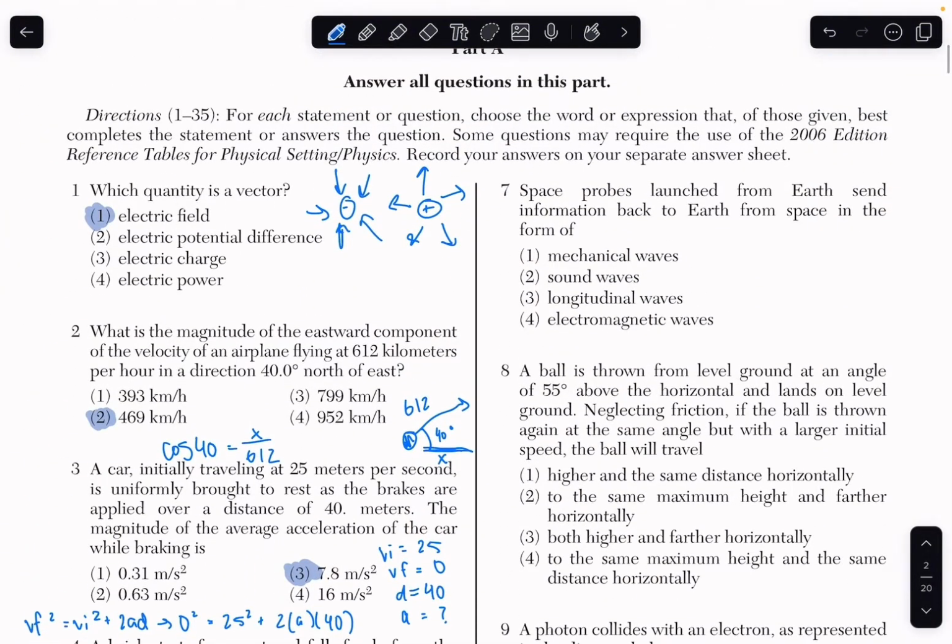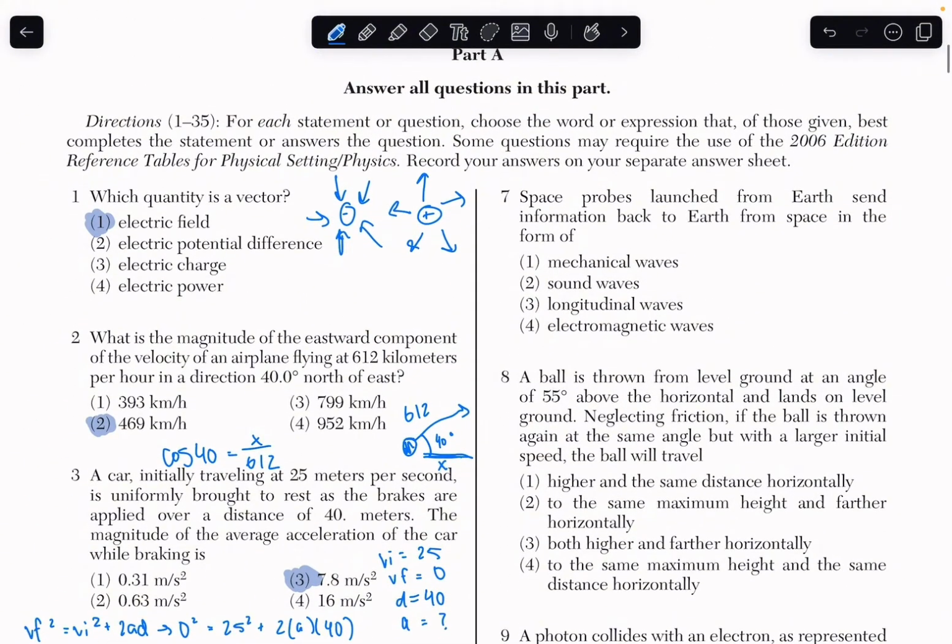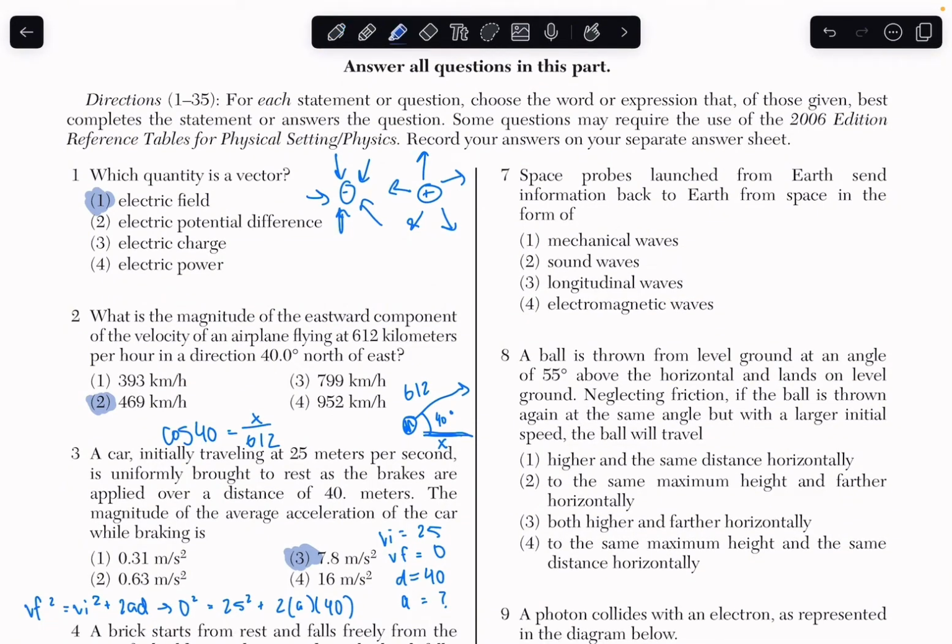Number 7. Space probes launched from Earth send information back to Earth from space in the form of... Number 4. Electromagnetic waves. So this is just a common sense question, so this is just something you have to learn.